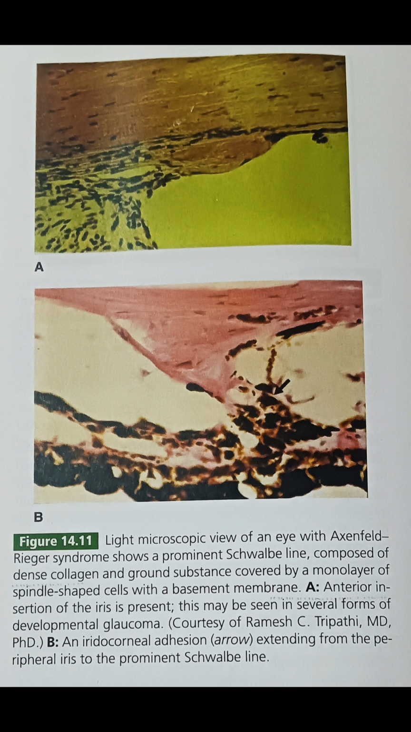A. Anterior insertion of the iris is present. This may be seen in several forms of developmental glaucoma. B. An iridocorneal adhesion, arrow, extending from the peripheral iris to the prominent Schwalbe line.